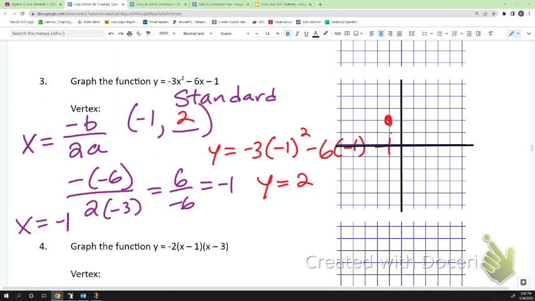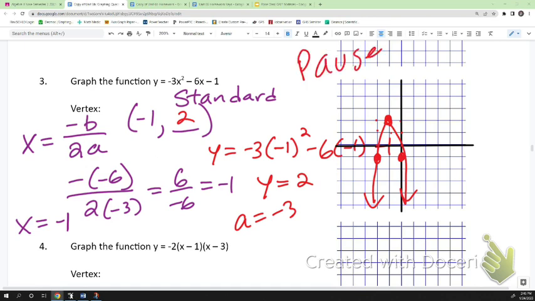Here's my vertex. Now the a value is 3, and it's also negative, so I'm going to go right 1, down 1, 2, 3, or left 1. Now I'll go right 1 and go down 1, 2, 3. And it's opening down because the a value is negative. So that's an example from standard form. Our last one is going to be factored form.